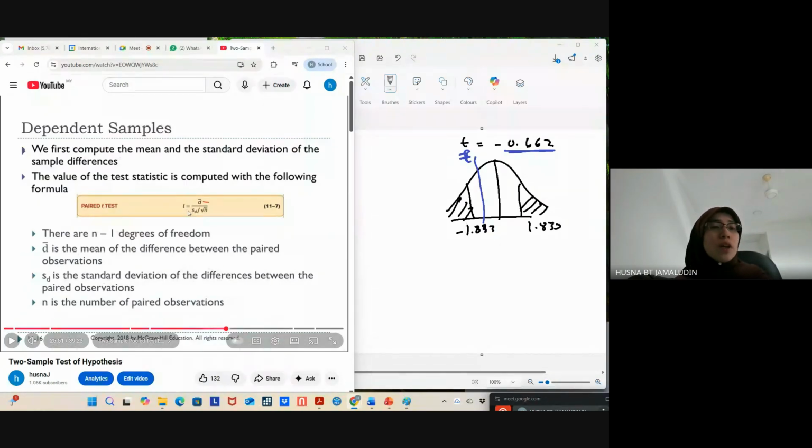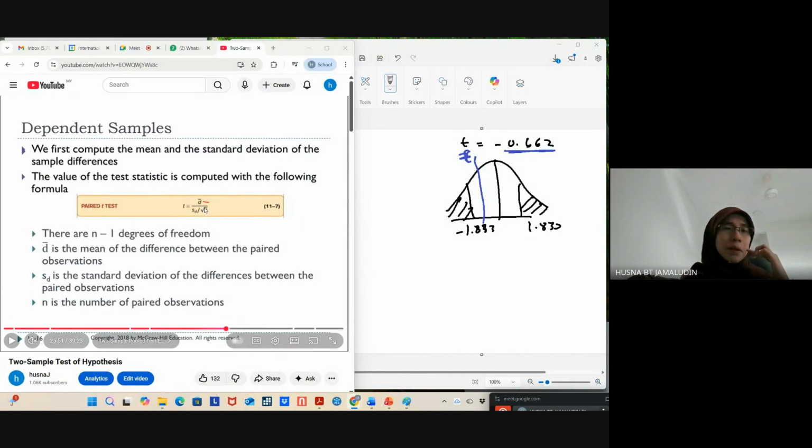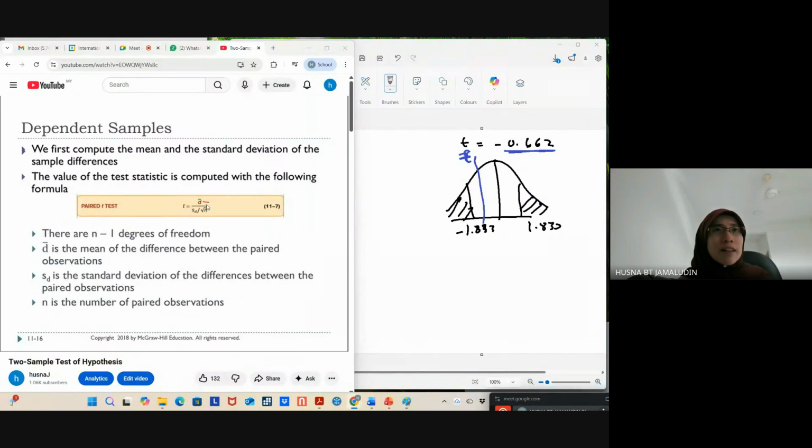Under dependent, you will only be using T, no longer Z. So don't worry about whether sigma is given or not. To compute the T, you have D bar. What is D bar? Bar is mean, D is difference. So you will be using the mean difference divided by the standard deviation of the differences over the square root of n. D is like your observation, like your x, but here it is about the difference. And for the dependent, as I mentioned, these two samples are very close to each other.